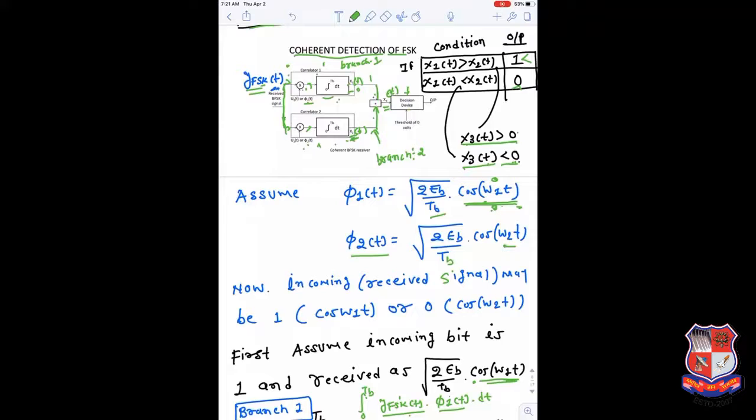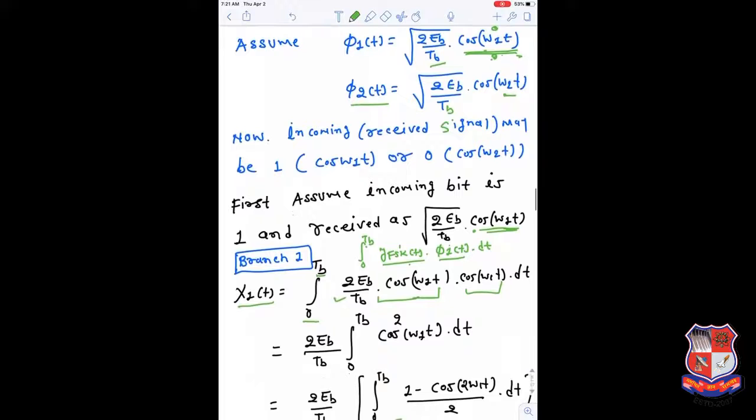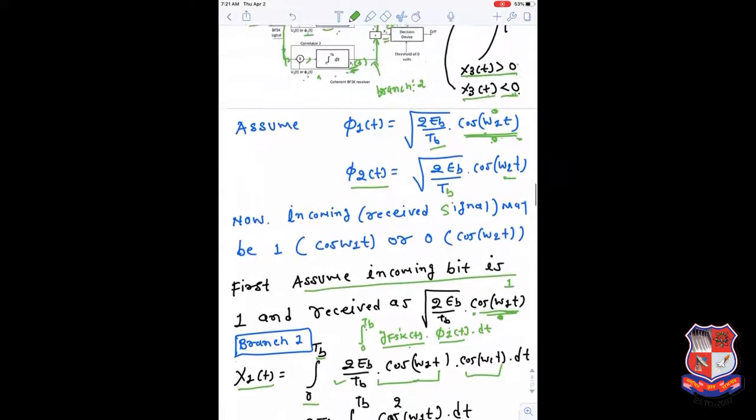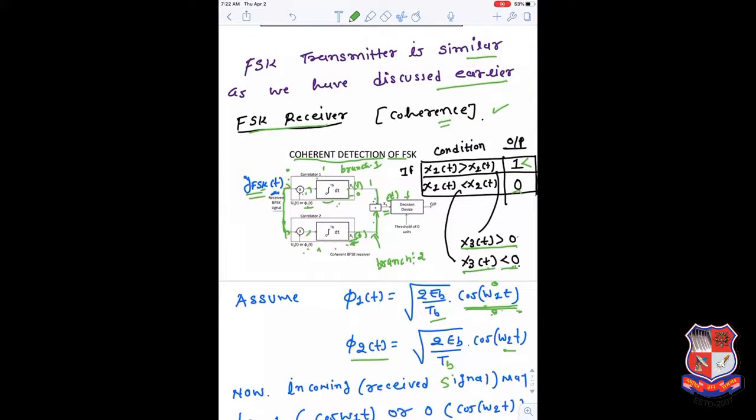So there are two functions. One is the incoming signal, which may be 1 or 0. Let's assume first that the incoming signal is bit 1. So bit 1 can be represented as square root 2 EB by TB cos omega 1t. So the received signal may be square root 2 EB by TB cos omega 1t. This is received as the y FSK of t signal. So that we represent here. Let's assume we are receiving square root EB by TB cos omega 1t here.